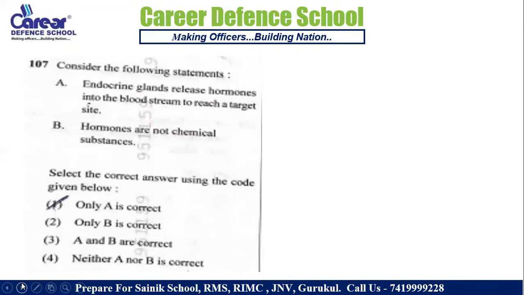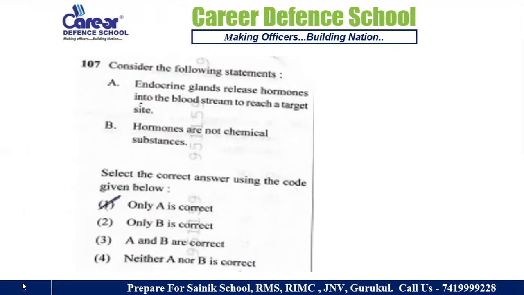Consider the following statements. A: Endocrine glands release hormones into the bloodstream to reach the target site. B: Hormones are not chemical substances. Select the correct answer using the code given. The correct answer for this question is option number 1. Only A is correct because hormones are chemical substances. So only A is correct here.